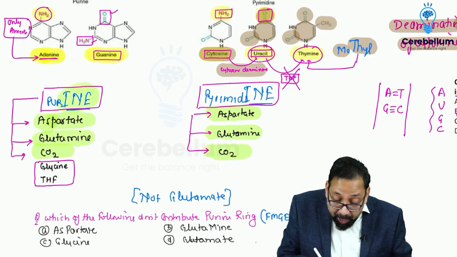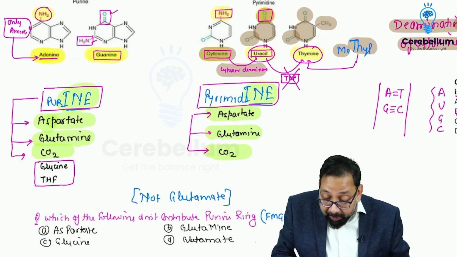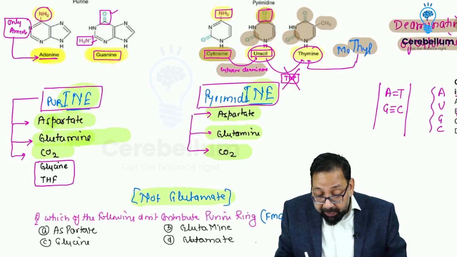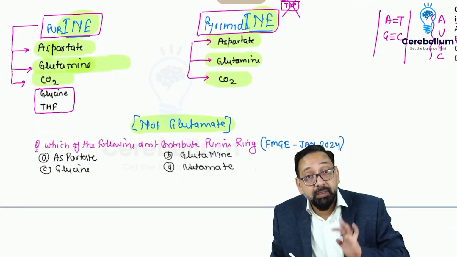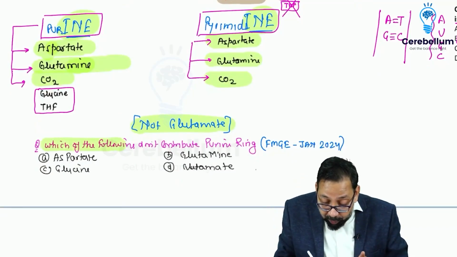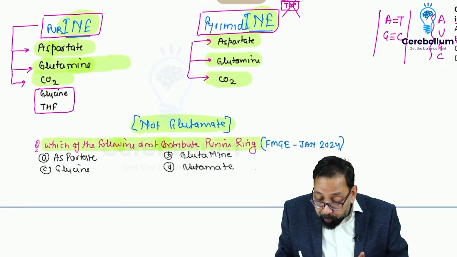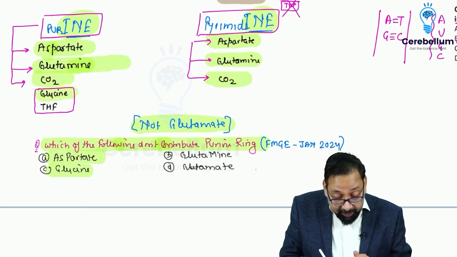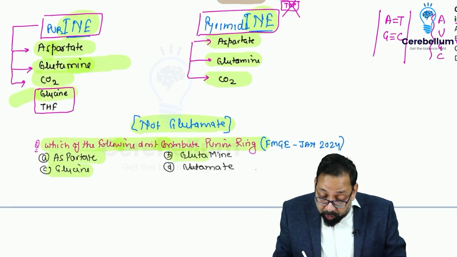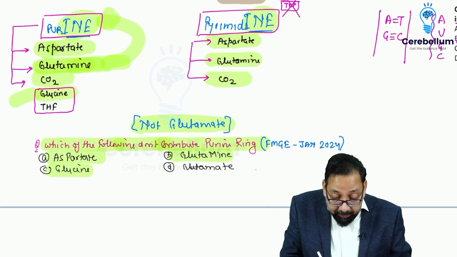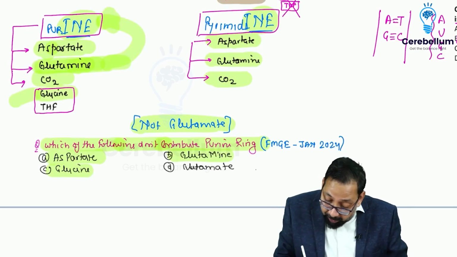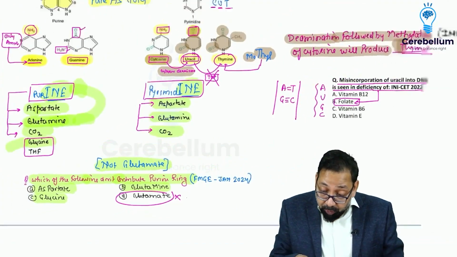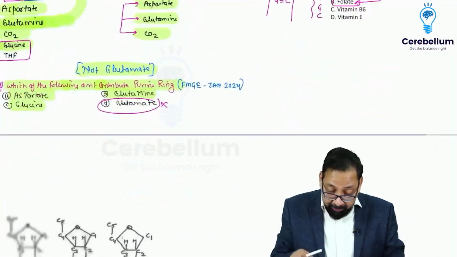So purine, pyrimidine, that is glutamine, not glutamate. Many times a question has been asked: which of the following is not a contributor of the purine ring? Aspartate participates, yes. Glycine participates, yes. Glutamine participates, yes, glutamine, not glutamate. Answer is D. It is not glutamate which contributes. Who contributes? Glutamine contributes, not glutamate.